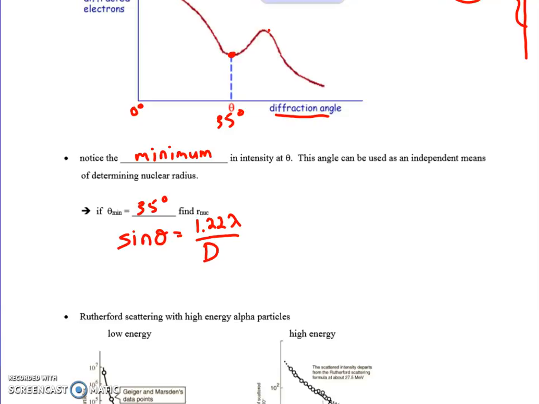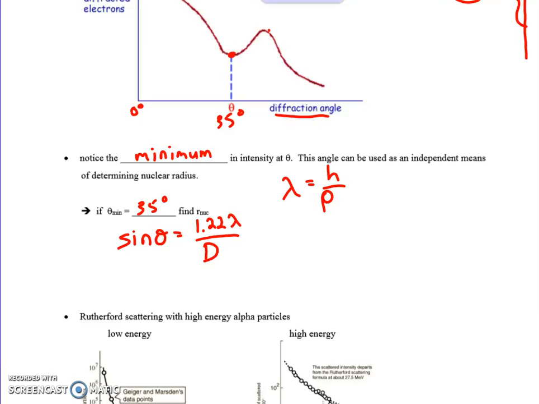Okay, so we know that the angle of the minimum, found through experiment, is 35 degrees. Now all we have to do is get the lab wavelength. That's a de Broglie wavelength. So the de Broglie wavelength, recall, is Planck's constant divided by the momentum of the electron. We know the energy, so let's relate momentum to energy.